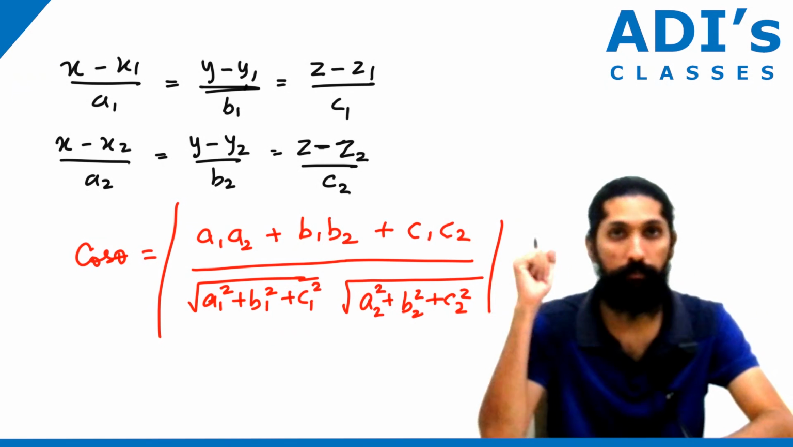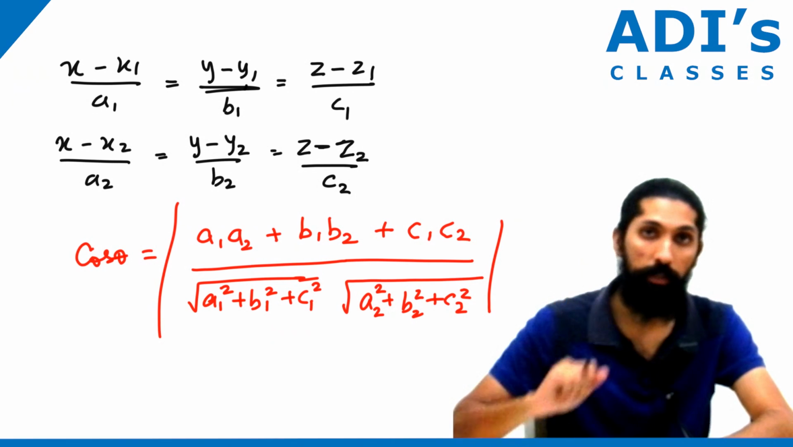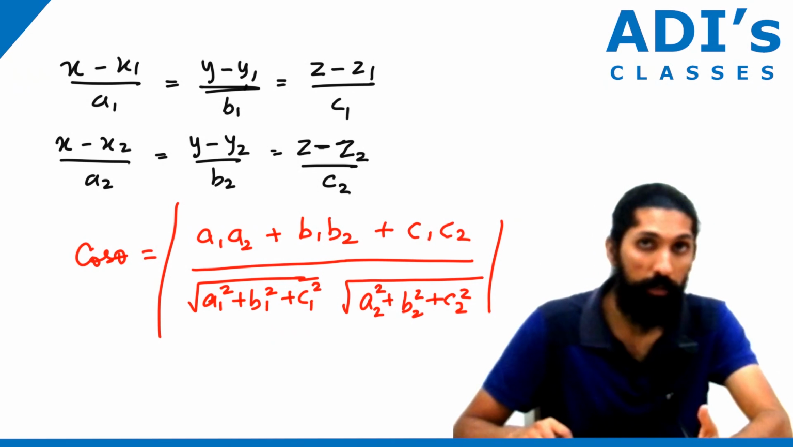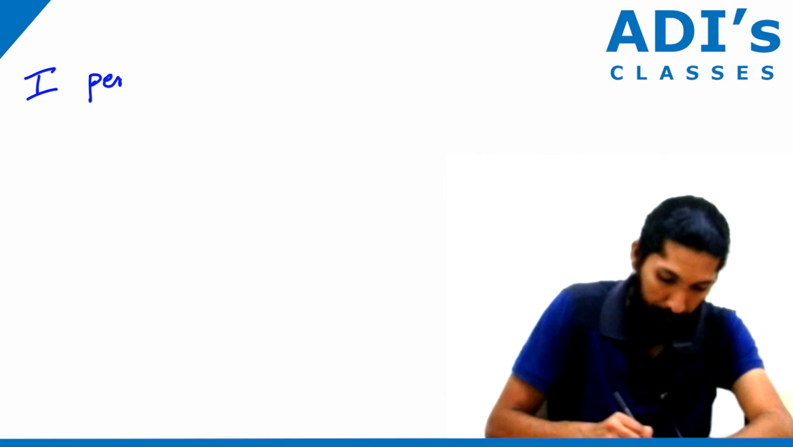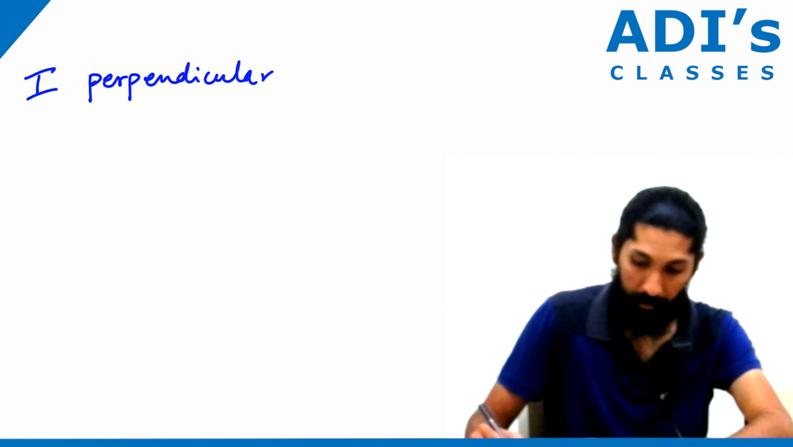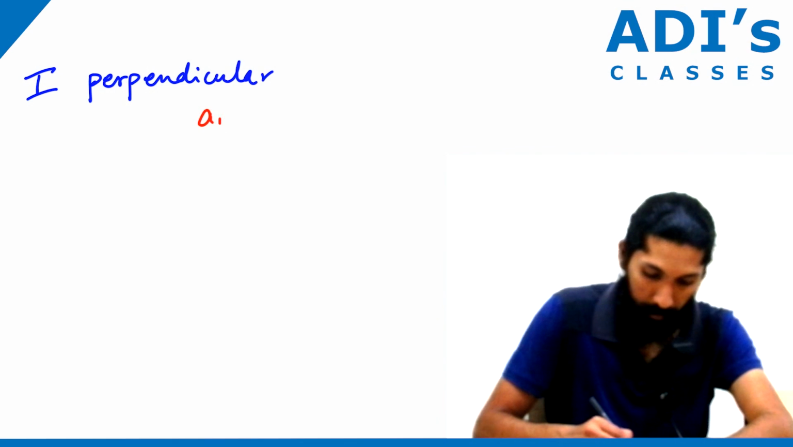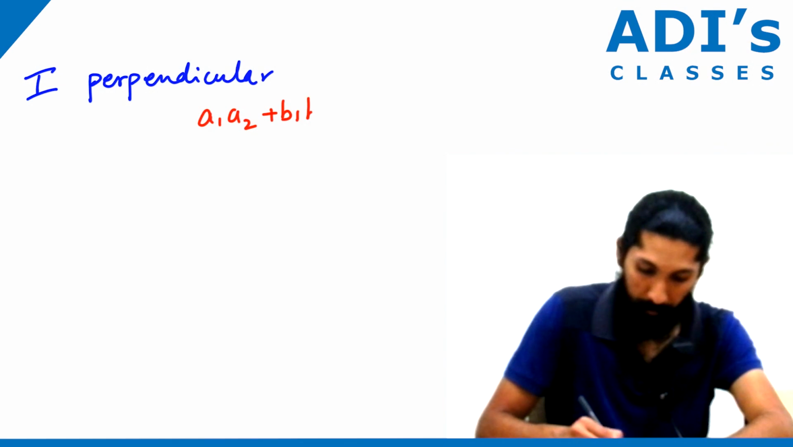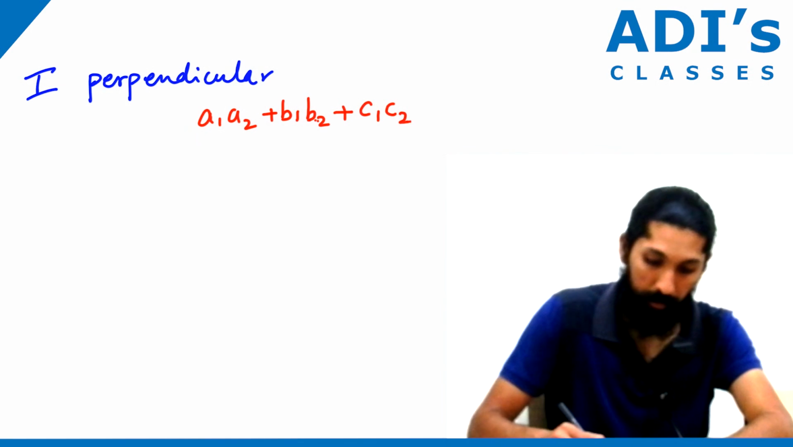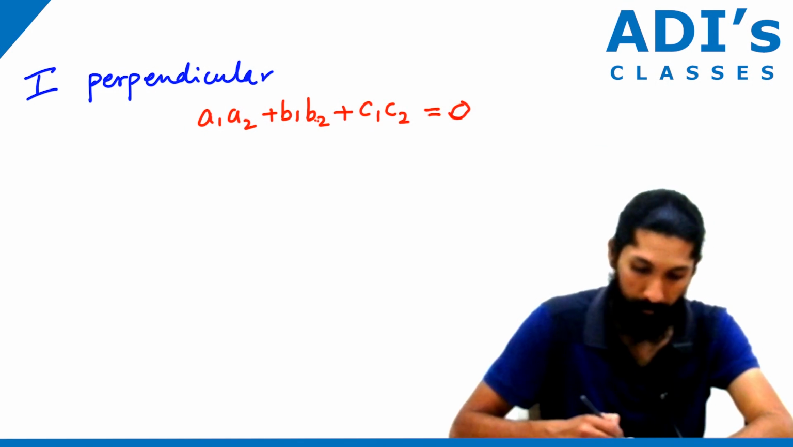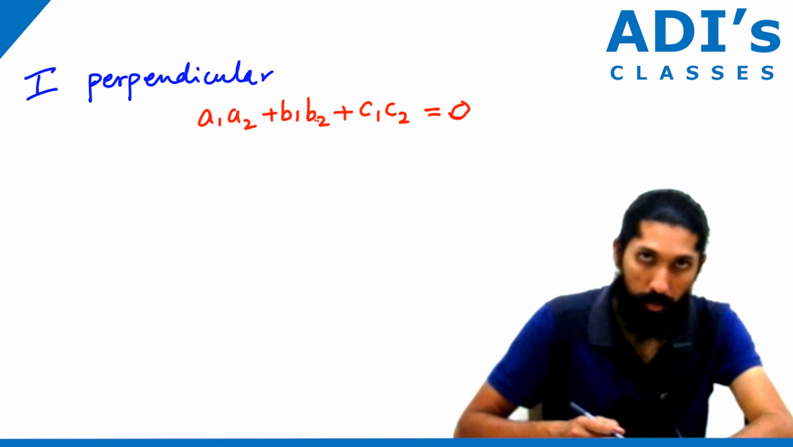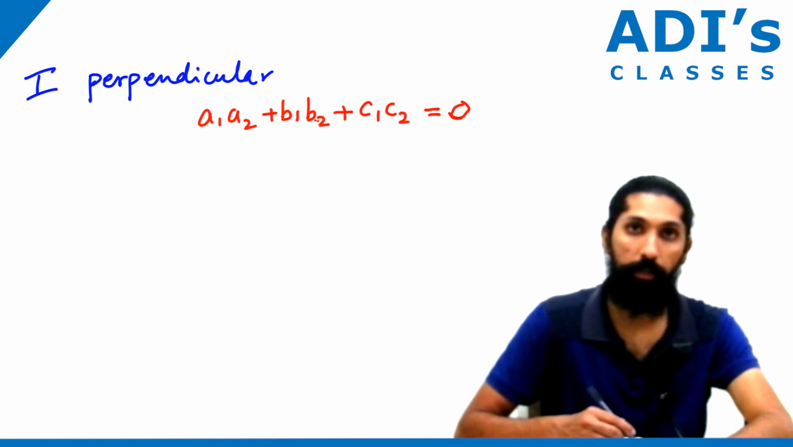Now, what if the two lines are parallel or perpendicular? How do we go about that? Alright. Now, for that one, there are two conditions. If the lines are perpendicular, so in the first case, we are looking at perpendicular. So, for perpendicular, we have a1 a2 plus b1 b2 plus c1 c2 is equal to 0. If this condition is true, then we have two lines to be perpendicular.